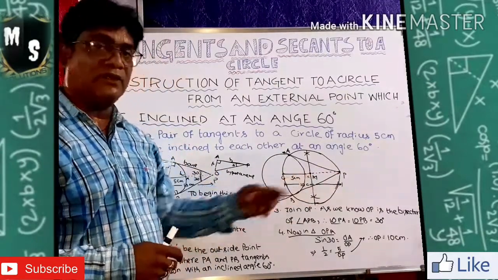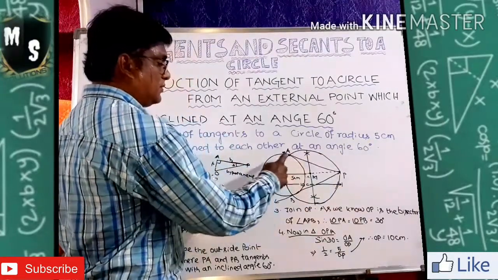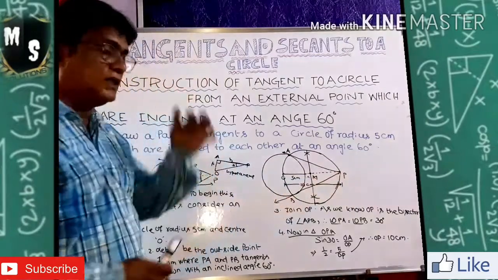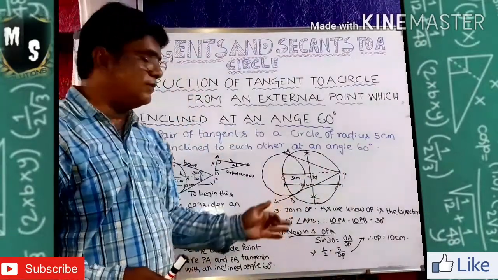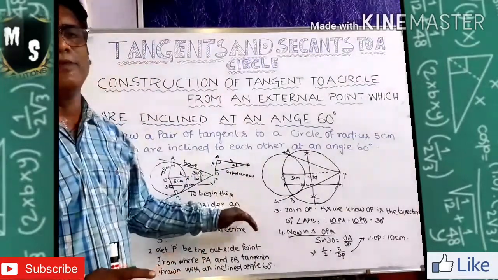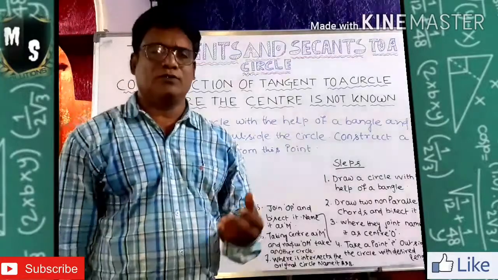Taking M as center, draw a circle through O and P, which is cutting the original circle at A and B points. Join AP and PB, by which the two required tangents will come to you nicely. I hope you understood this part. This is a very important construction. Please practice it nicely. Now come to the next part.